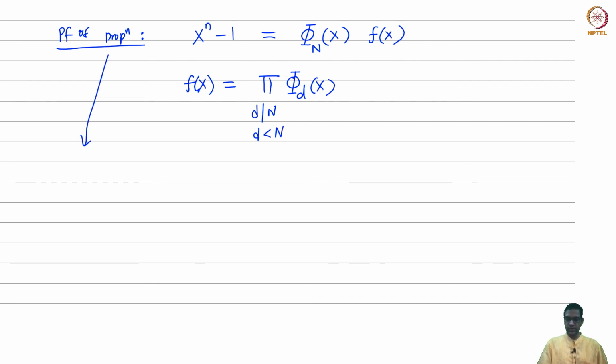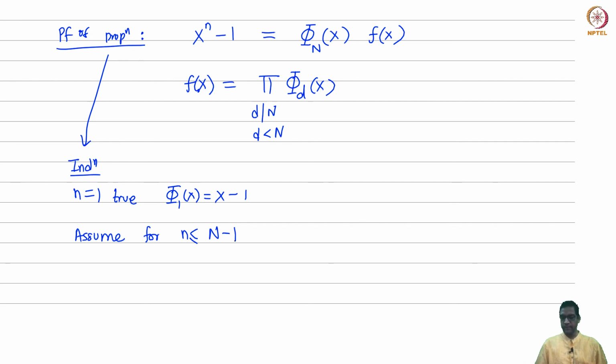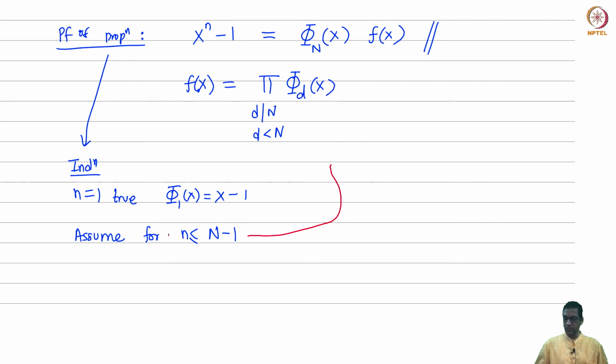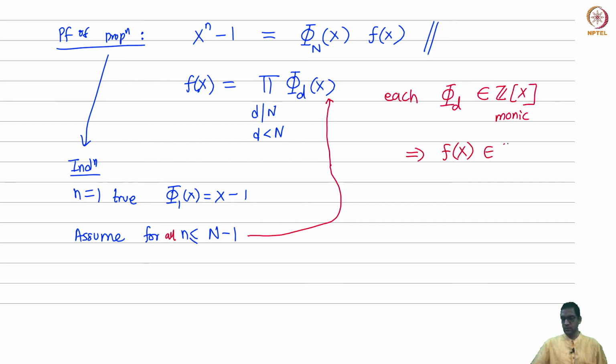Now we'll prove this proposition also by induction if you wish. It's true for n equals 1: phi 1 of x has integer coefficients. Again you assume it's true for all smaller n, then you try to prove it for n itself. Now that's this identity here, x to the n minus 1 is phi n of x times f of x. Now just apply the lemma. By the induction hypothesis, each phi d has integer coefficients, and it's all monic. So we know that the phi d's are all monic, and therefore their product is also integral and monic.